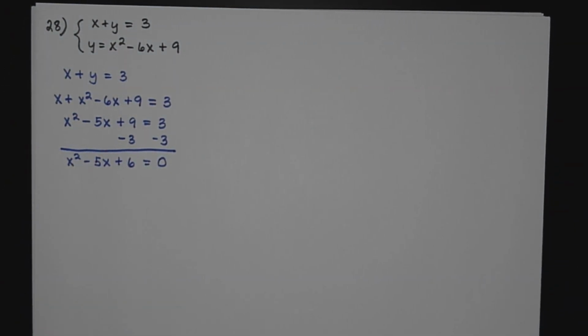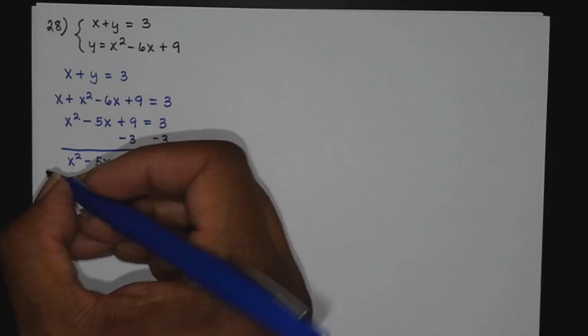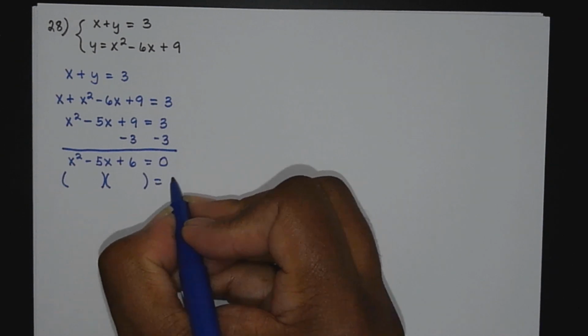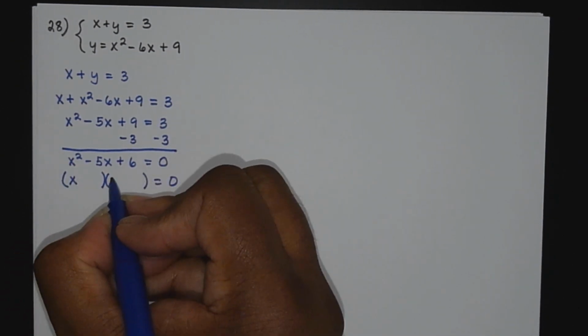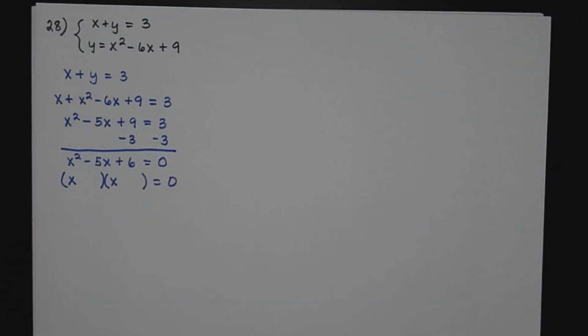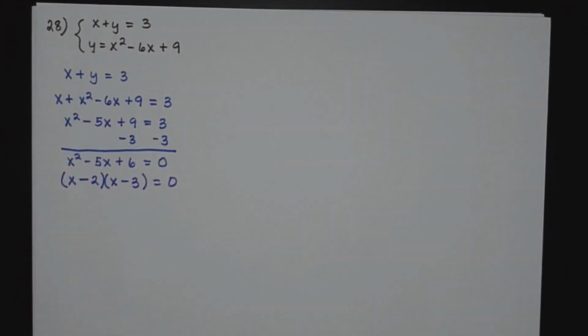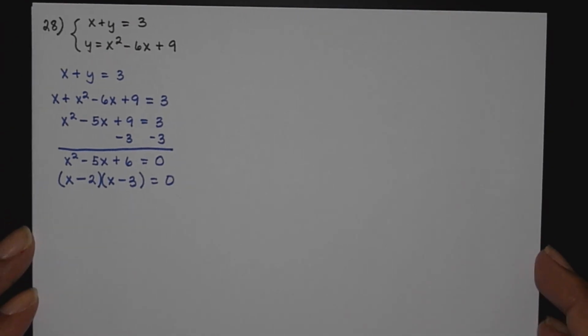Now I can factor that into 2 binomials here. So for the x squared minus 5x plus 6, I need factors of 6 that would give me negative 5x as a middle term. It'd be negative 2 and negative 3. They both have to be negative, since the middle term is minus and the last term is a plus. So I have x minus 2 times x minus 3 equal to 0.